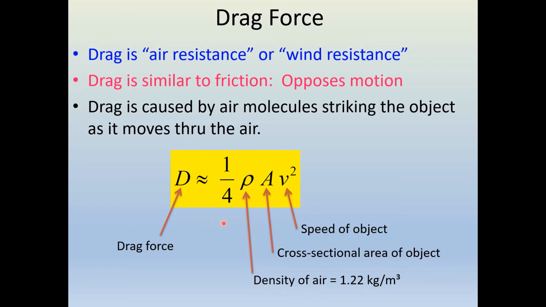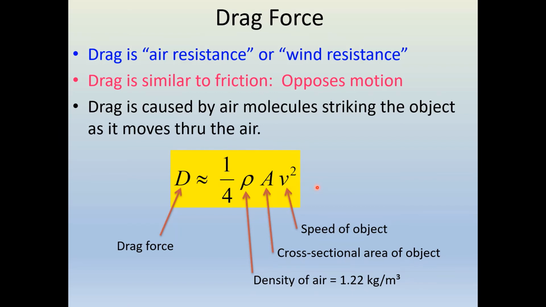Now this works for other media too, for example, denser gases or even liquids. But we're going to just stick to air here. So we're going to plug in the density of air, which is 1.22 kilograms per cubic meter. A here is the cross-sectional area of the object. We'll see how that comes into play. And then the other important thing here is the speed of the object, and notice that it's squared.